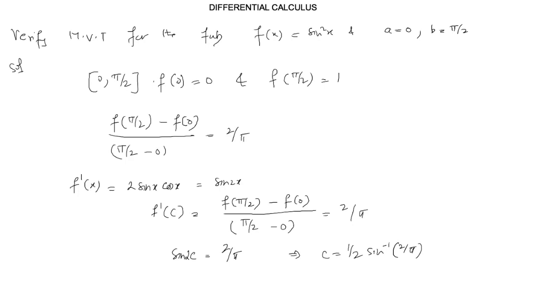Okay, and note that c is 36 degrees, and therefore c lies between 0 and pi by 2, right? c lies between 0 and pi by 2, that is 36 degrees.